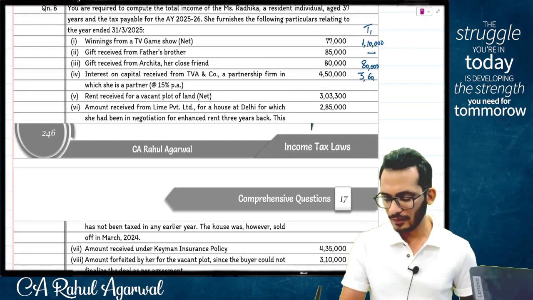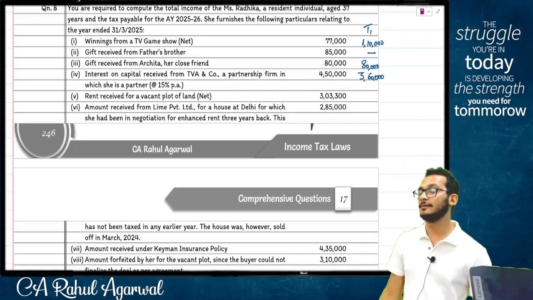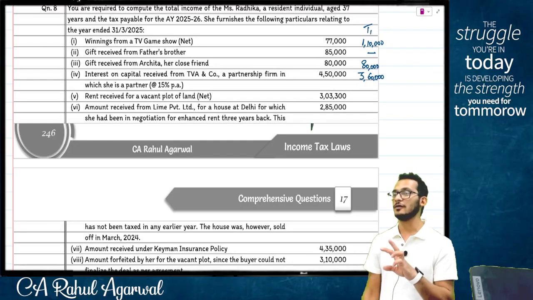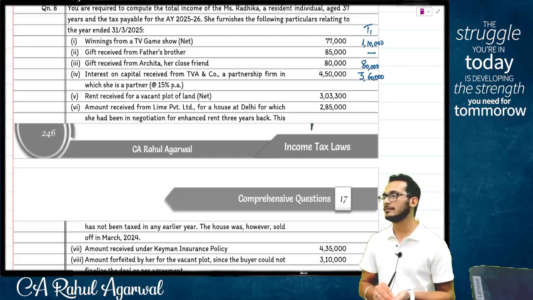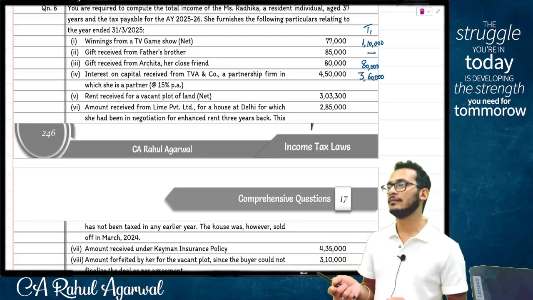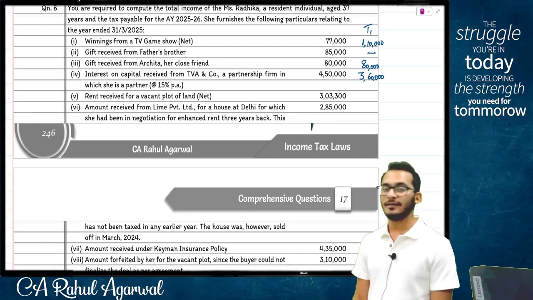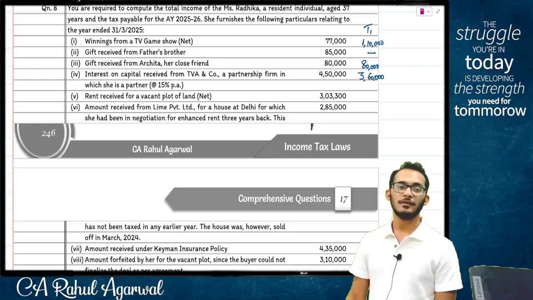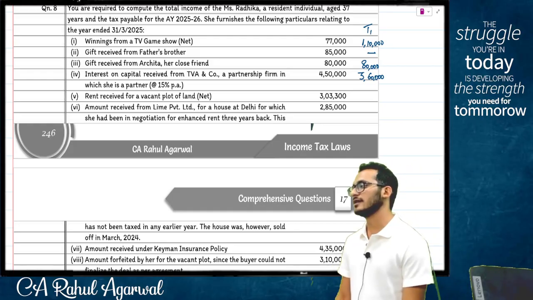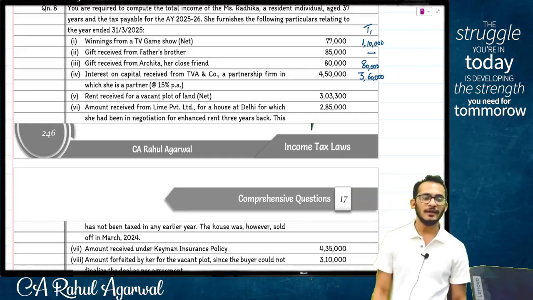3,60,000. Yes, yes. This works in weird ways, people. Therefore, I told you first focus on who you are. Had this question been from a firm, this 3,60,000 would have been claimed as a deduction. Because it is from the hands of the partner, it is taxable to that extent. Yes or no?